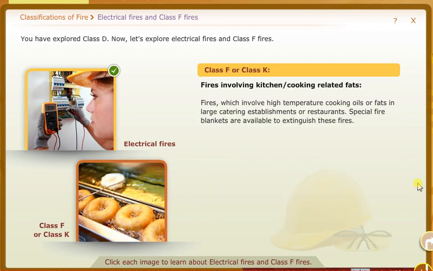Class F or Class K. Fires involving kitchen or cooking related fats. Fires which involve high-temperature cooking oils or fats in large catering establishments or restaurants. Special fire blankets are available to extinguish these fires.